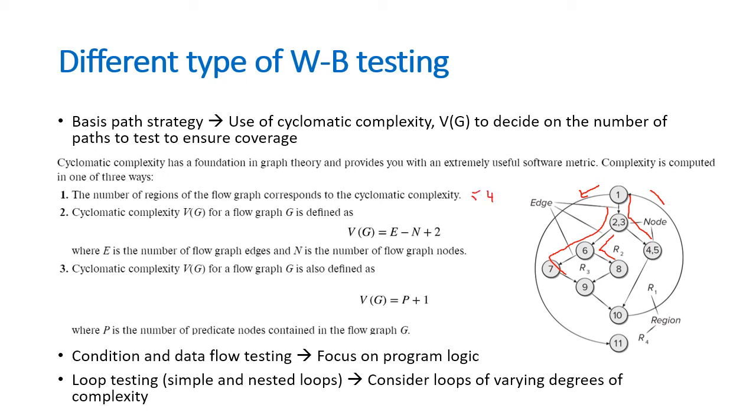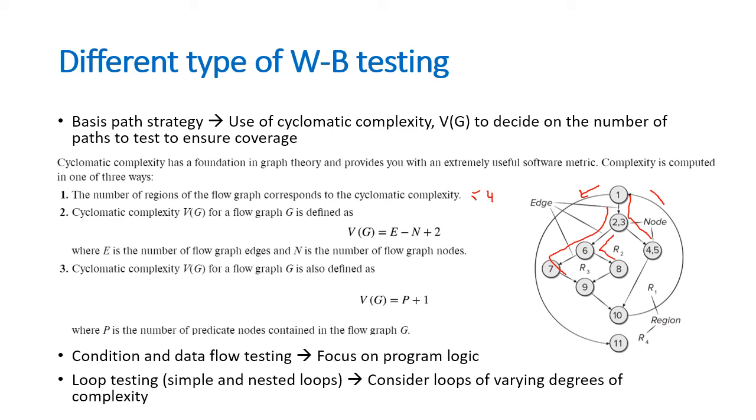But obviously, we can understand from this example that looking for regions can be quite tricky. This is a simple case, but what if we have more complex cases? And how do we know that we don't miss any of the regions? So for that matter, it's preferable to use the formulas from number 2 and number 3.